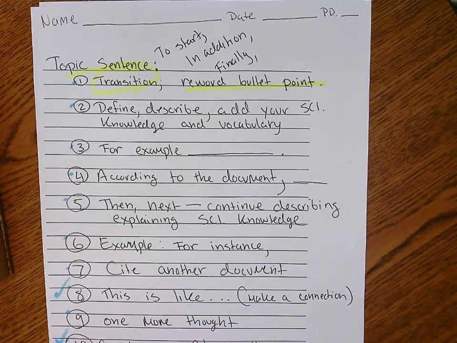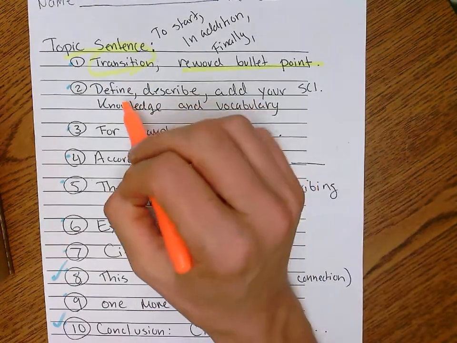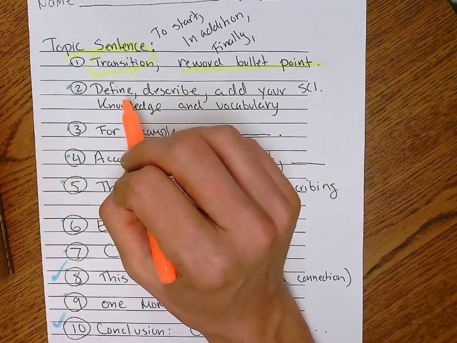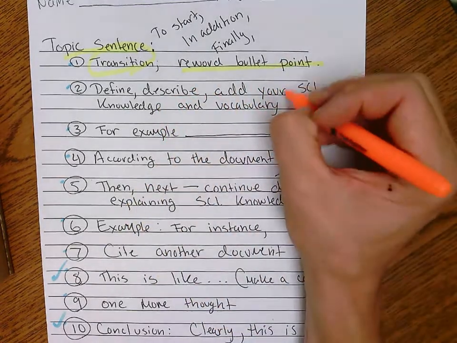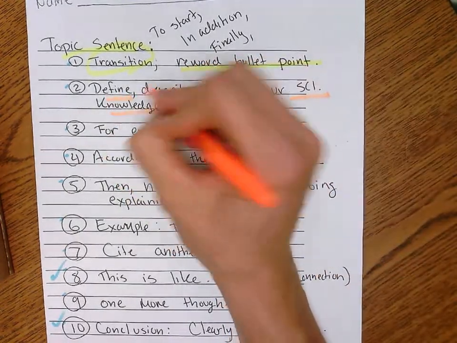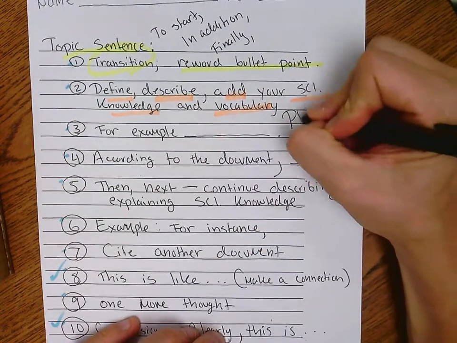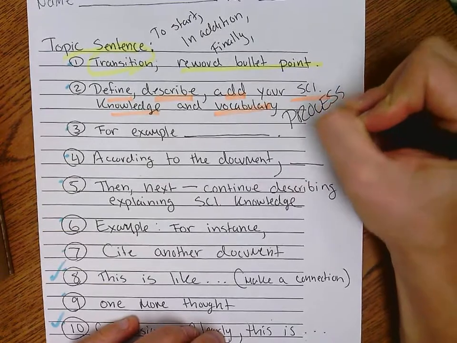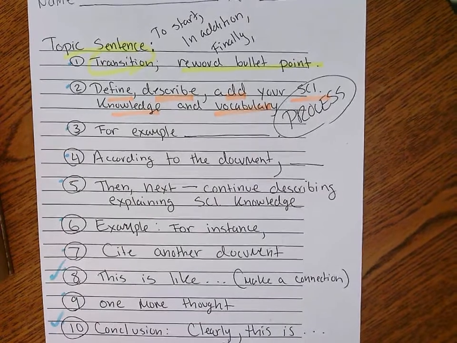Second thing. This is where it all comes down to what you know about the science. You're going to define what you're talking about. You're going to describe it. You're going to add your own scientific knowledge and vocabulary. This should take maybe multiple sentences. Every single thing you know about the process of the science that you're describing, you should be writing about. This could be up to 3 sentences long.